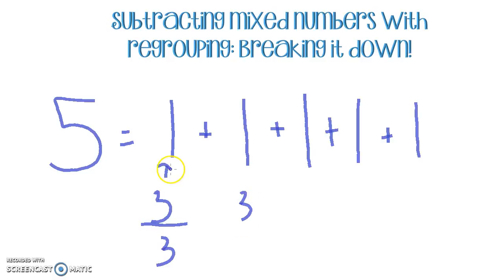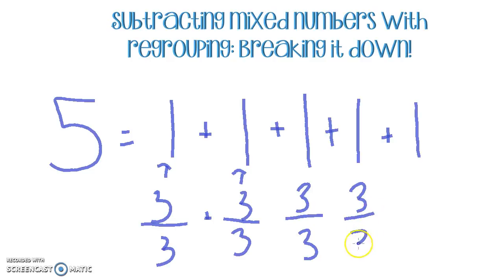If I break this one down, it's going to look the same. And I'm going to break this one down. Okay? So ultimately, this will still give us 5. Because 3/3 plus 3/3 plus 3/3 plus 3/3 plus 3/3 is actually 1 plus 1 plus 1 plus 1 plus 1, or 5.